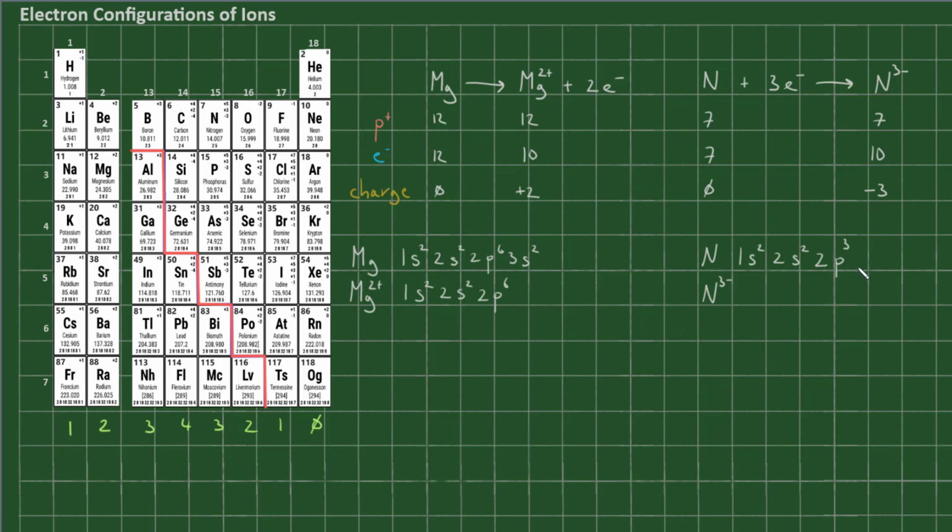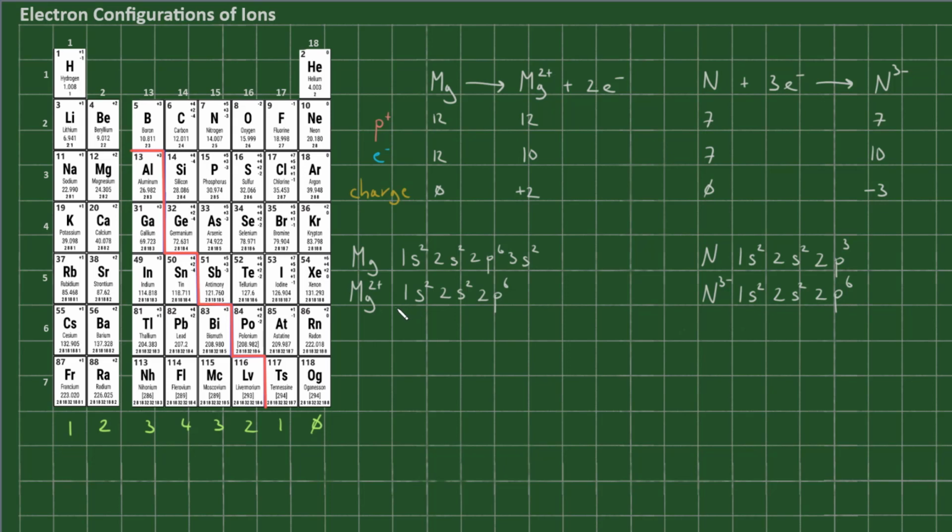What about the electron configuration of the nitrogen anion? The anion has 10 electrons that I need to accommodate. Again, 1s2, that's where I start, 2s2, and then 2p6. 3 more electrons than the nitrogen atom.